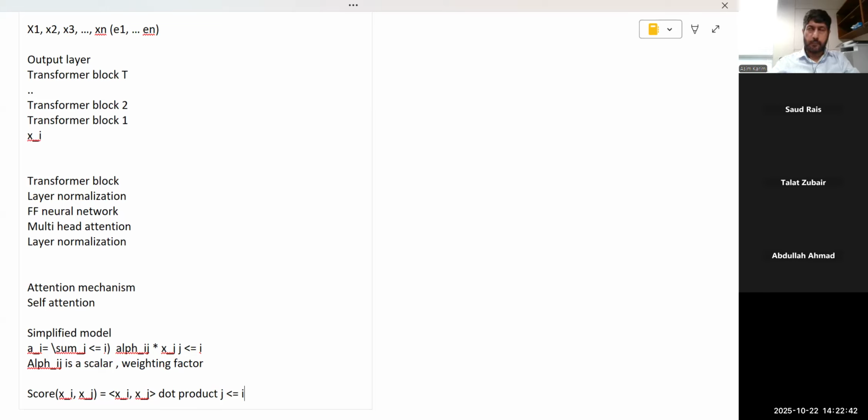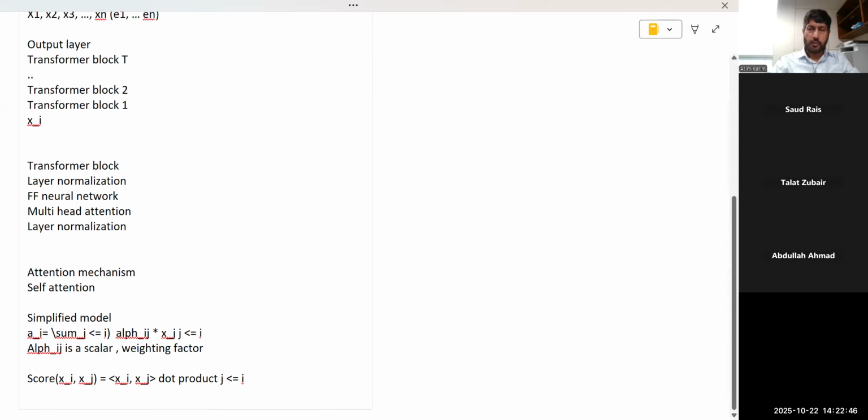And then, of course, this is unnormalized. So what we do is alpha ij is simply the softmax. Remember, softmax can normalize a set of values so that they sum to 1. So we'll do the same thing here: score of xi, xj. Okay? So now this is how we compute the alpha.